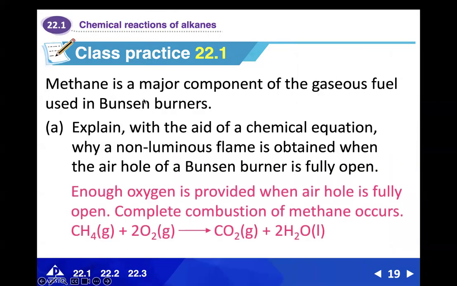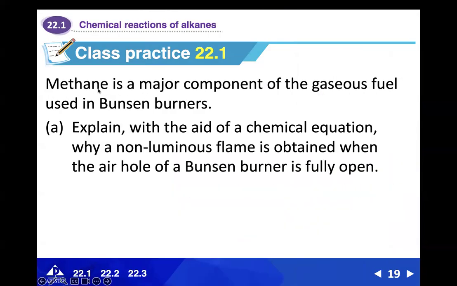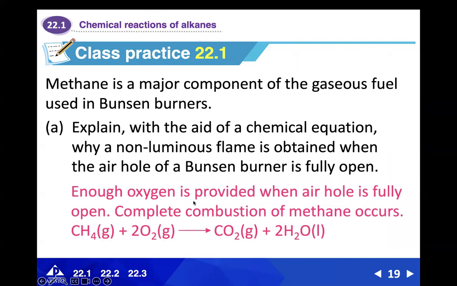So let's take a look at this one in our textbook. Methane is a major component of the gaseous fuel used in a Bunsen burner. Explain why, with the aid of a chemical equation, a non-luminous flame is obtained when the air hole of a Bunsen burner is fully opened. If we fully open the air hole, there should be enough oxygen provided to make it burn. Complete combustion of methane will be given.